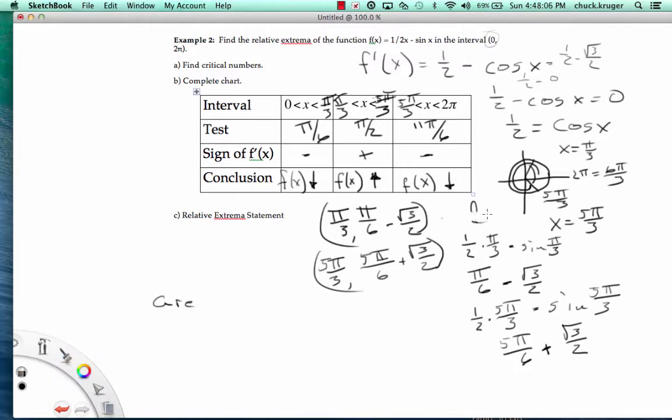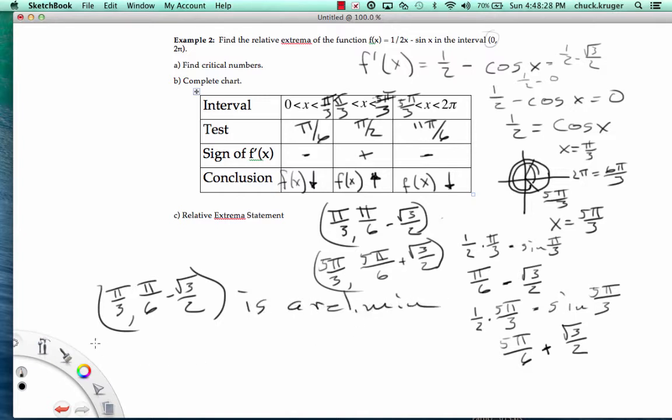This one, this point, let me write my statement now, that pi over 3, comma, pi over 6 minus the square root of 3 over 2 is a relative min because f prime of x changes from negative to positive.